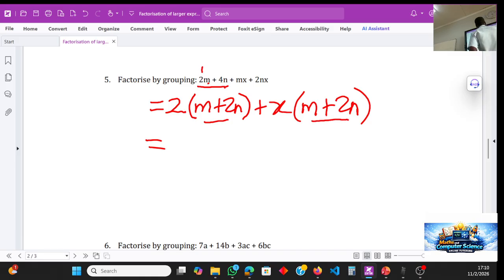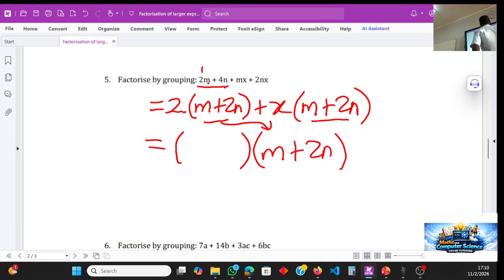exactly the same, then I'll be allowed to build two brackets where what was common gets into the second bracket because it's common on both parts. It's like we are factoring it out. So I'll put m plus 2n. And what remains, 2 and x, they're supposed to get in the first bracket. So if I put them in, they are going to be 2 plus x.